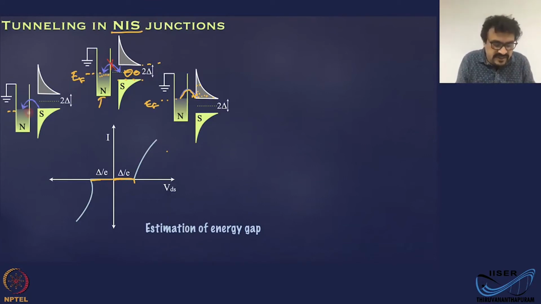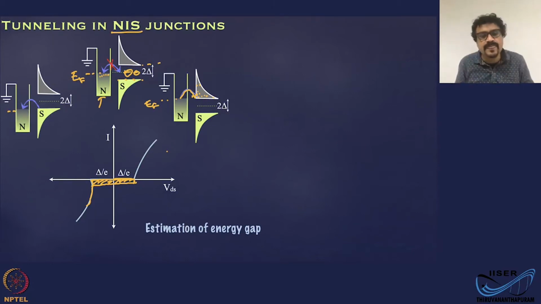Now, once you align the Fermi energy with this filled quasi-particle level on the superconducting side, there are empty states right at the Fermi energy where these quasi-particles can tunnel into. Then, as a response, the current will rise. So, within this window of delta by E on either side from zero bias, no current will flow, and the current is completely blocked.